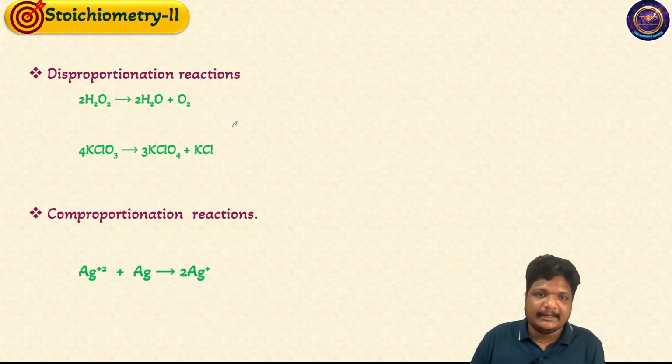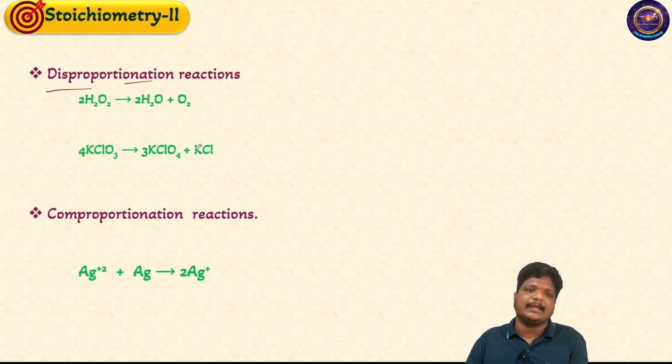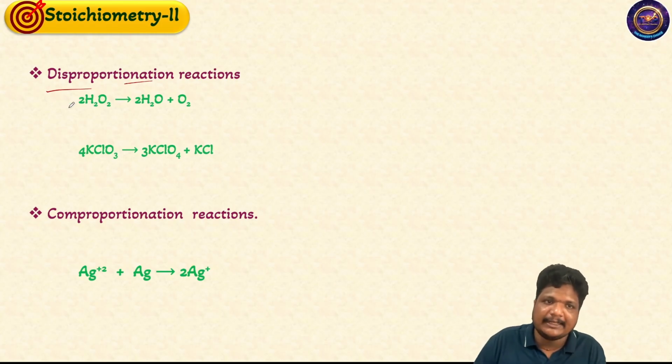Let us see next type of reaction, that is disproportionation reaction. So what is meant by disproportionation reaction? So in the disproportionation reaction, same element will undergo oxidation and reduction reaction. So here if you observe the reactant side, H2O2 hydrogen having +1 oxidation state, in peroxide oxygen having -1 oxidation state, in the product side hydrogen +1 oxygen -2. So this O2 which is having 0 oxidation state.